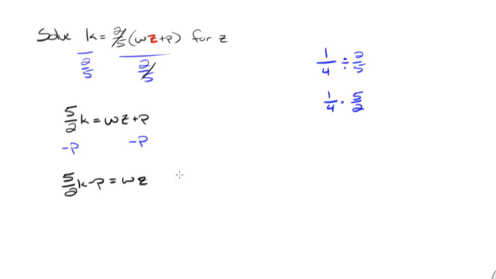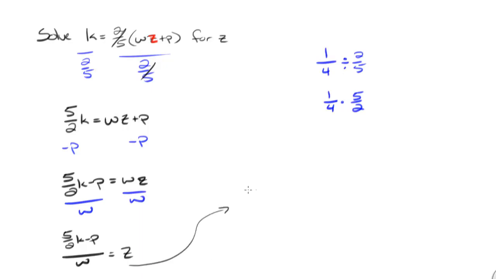And the last step would be to divide both sides by w, and we have 5/2 k minus p all over w equals z. And just to make this a little bit nicer to look at, we'll put the z on the left-hand side by flipping this equation to get that z equals 5/2 k minus p all over w.